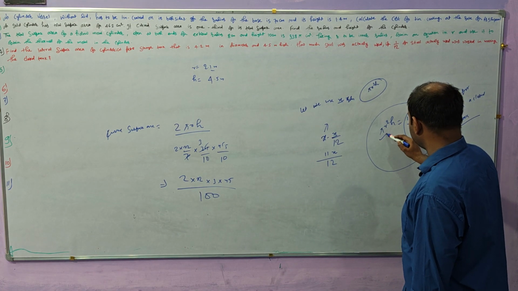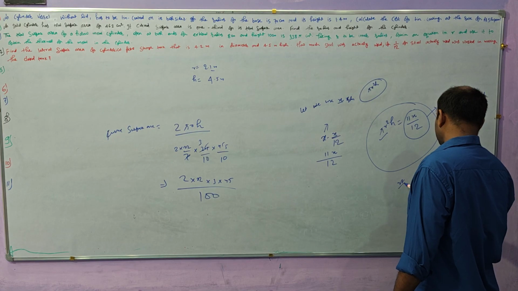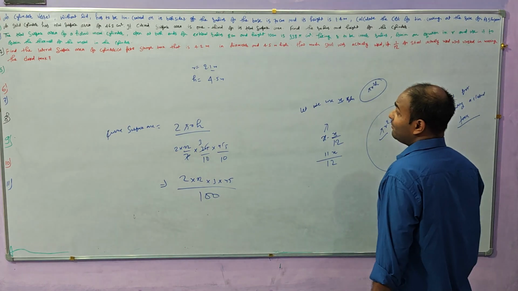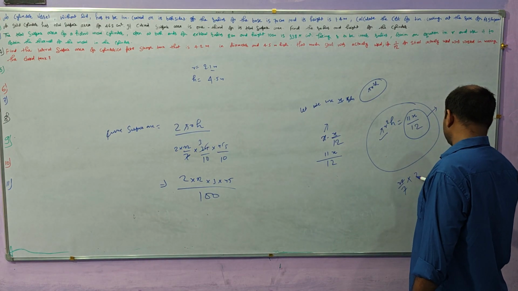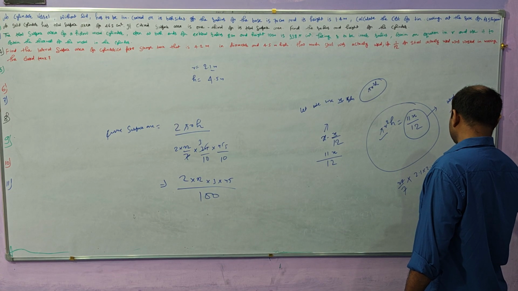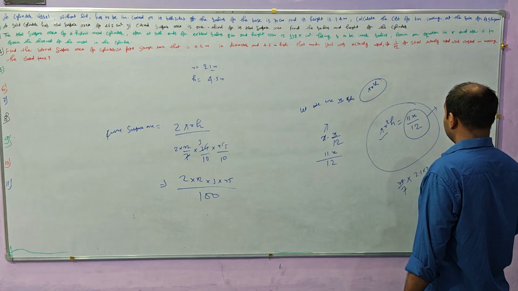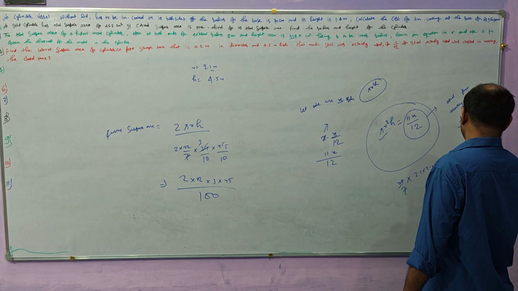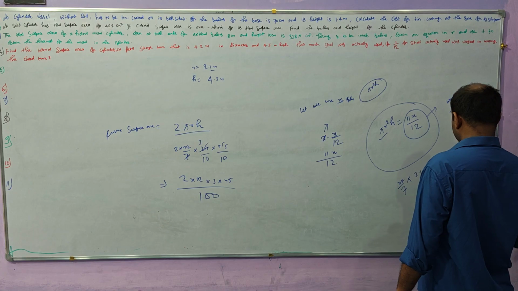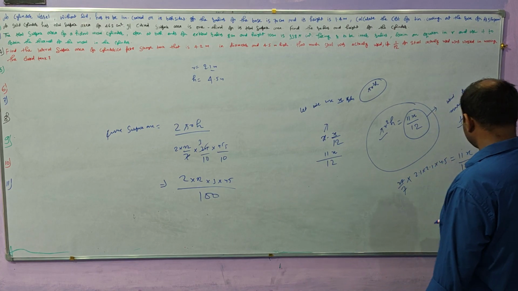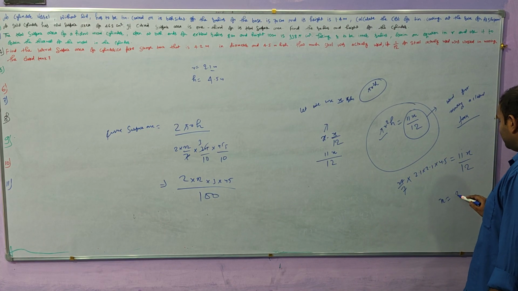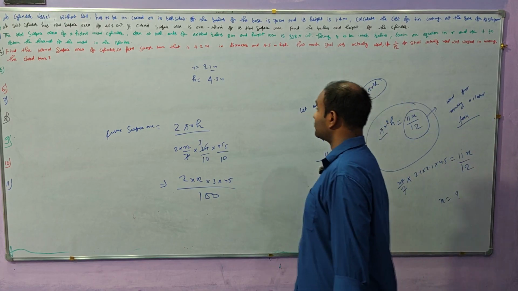And that is equal to the volume of this. So 12 upon 7 and we have a radius 2.1 into 2.1, that is equal to 4.5, and that is 11x upon 12. From this we can get s is equal to something.